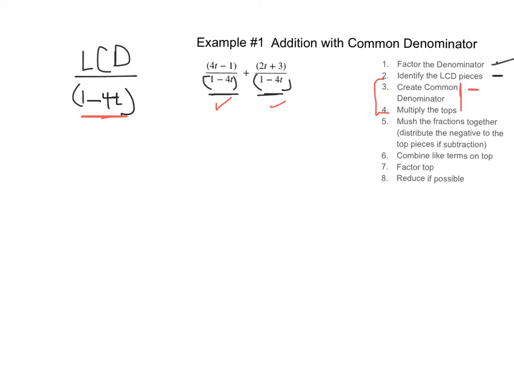Distribute the negative to the top pieces of subtraction. Well, in this problem I have addition, so I don't have to worry about distributing a negative because we're not subtracting. So we're just going to mush the fractions together. We take our 4t minus 1, and we add to that, so plus 2t plus 3, all over our common denominator, which is 1 minus 4t.